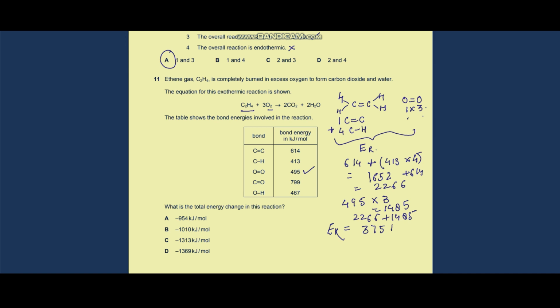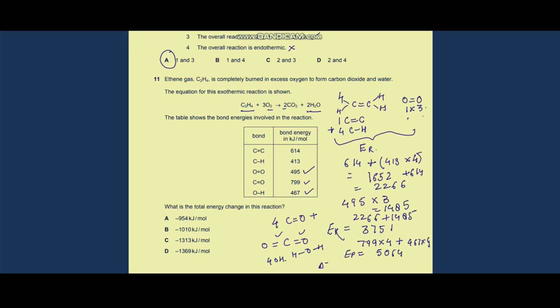Now for calculating energy of the product, CO2 molecule, each CO2 molecule has 2 CO bonds. We have 2 CO2 molecules, that means a total of 4 CO bonds, plus H2O, each H2O has 2 OH bonds. We have 2 H2O, that means 4 OH bonds. So whatever energy for CO that is 7, that multiplied by 4, plus energy of the OH bond 467 multiplied by 4. The total of this will come out as 5064. This will be the energy of product.